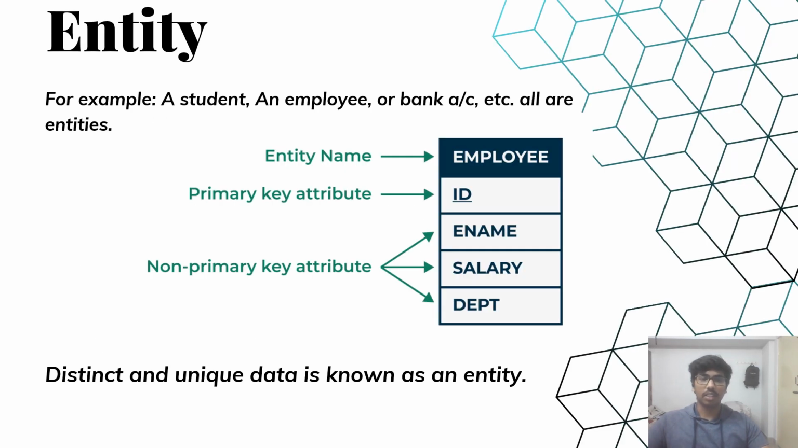Let's take an example. A student, employee, bank account, etc. All of these are entities. As we can see in the table down here, employee is the entity name and ID is the primary key attribute. We are going to discuss the attributes in the further slides.